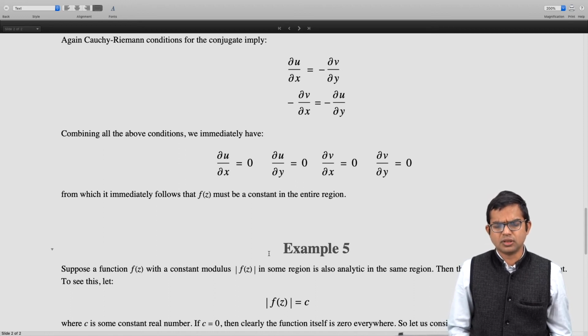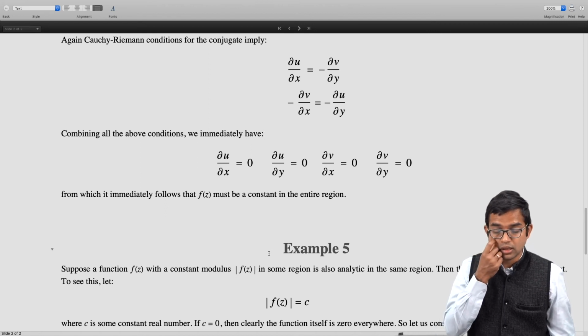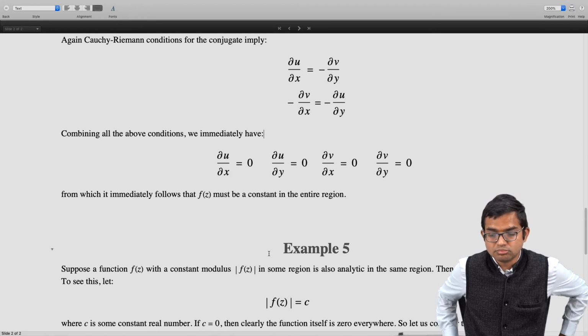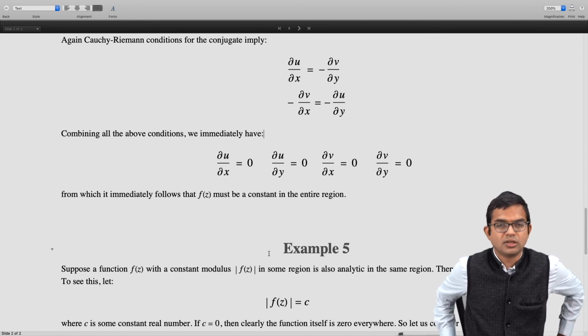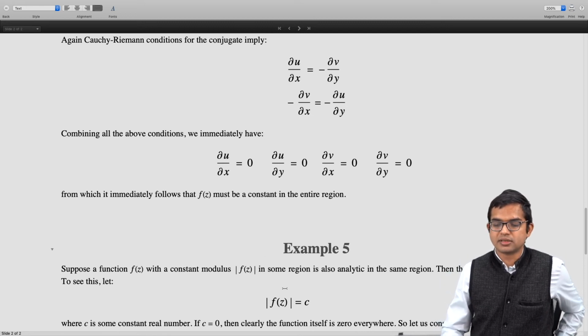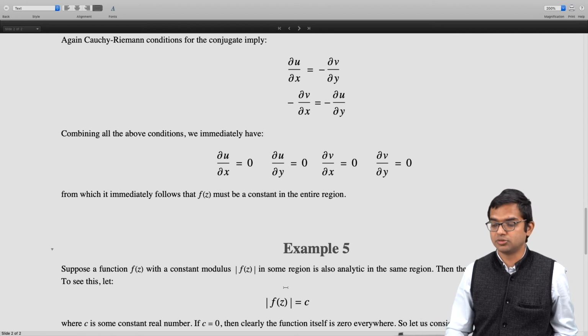It's a positive number, it's a modulus. Now if c is 0, then clearly the function itself is 0 everywhere, right? I mean, if the complex conjugate of a complex number is 0, then the complex number itself is 0, right? So, let's consider the non-trivial case, which is when c is non-zero. If c is 0, then of course it's constant everywhere, and that constant happens to be also 0.